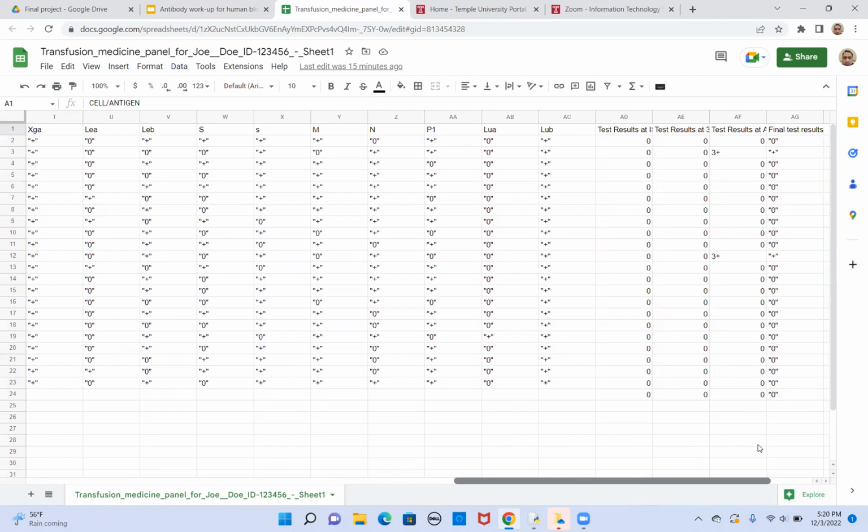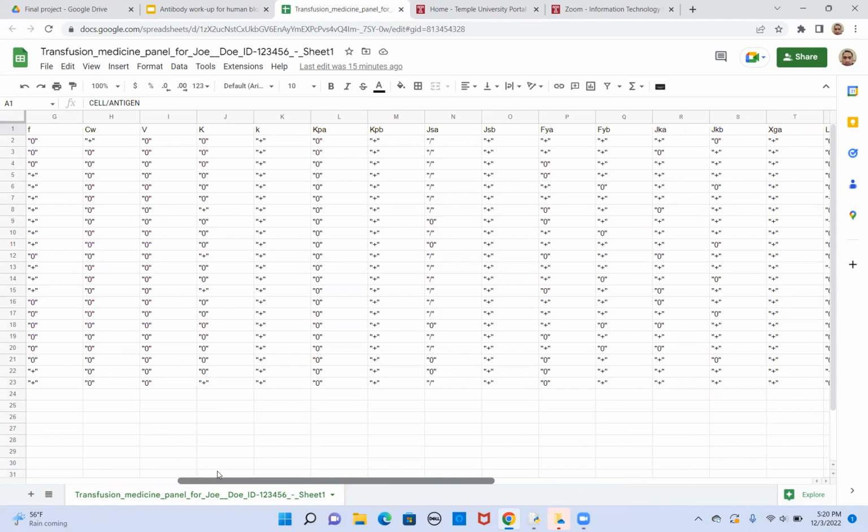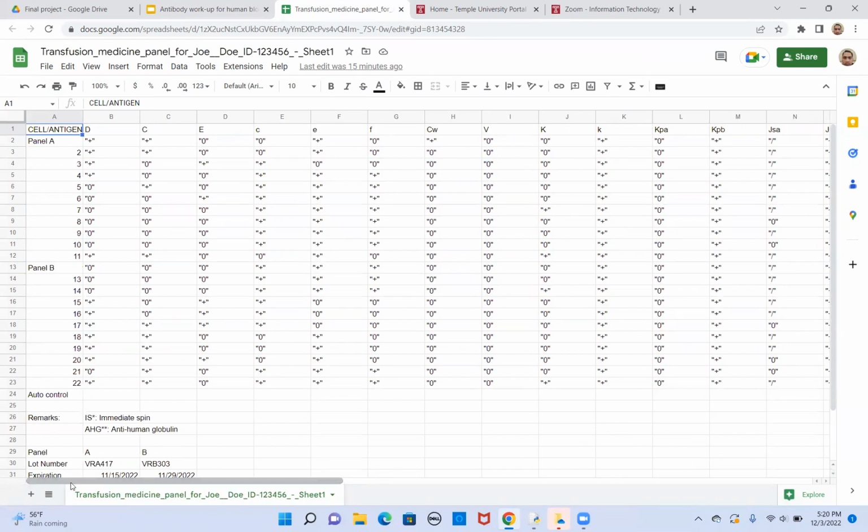And the test results are in three phases: immediate spin, 37, and IgG, and the final results. With 0 as negative and plus as positive. So each result has the lot number and expiration of the reagent used.